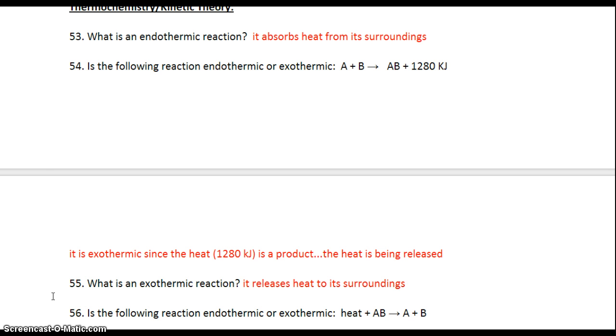When a reaction absorbs heat, as we see here, or is written as a reactant on the left side of a reaction, it's considered to be an endothermic reaction. However, when a reaction releases heat, as we see here, or is written as a product on the right-hand side of the equation, then it's considered an exothermic reaction.